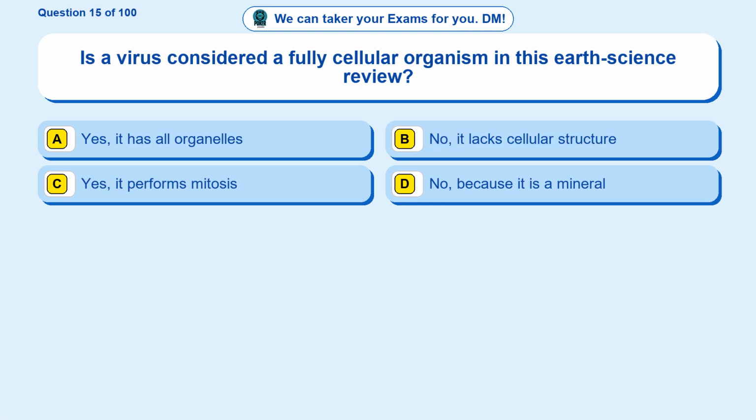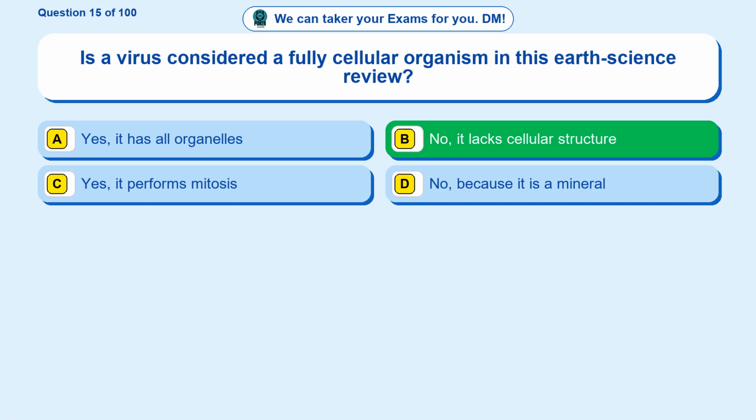Question 15. Is a virus considered a fully cellular organism in this Earth Science Review? Option A. Yes, it has all organelles. Option B. No, it lacks cellular structure. Option C. Yes, it performs mitosis. Option D. No, because it is a mineral.